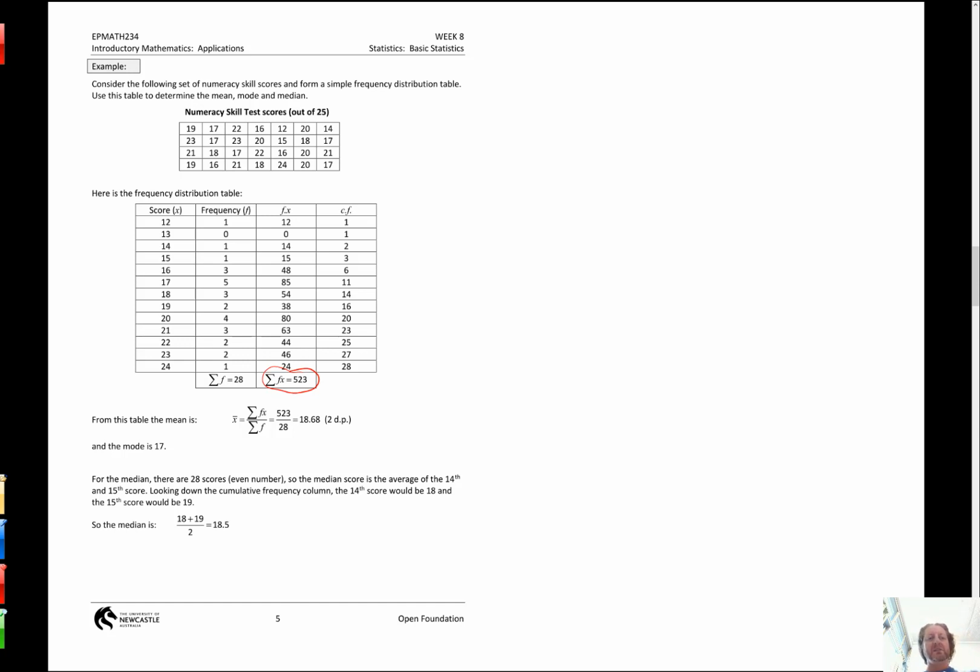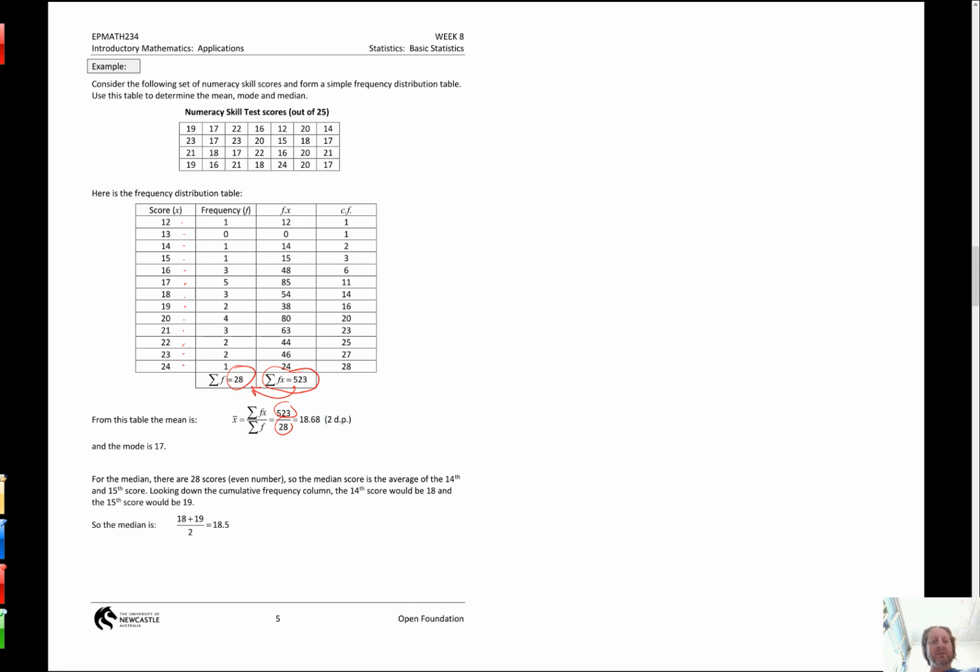An easy mistake to make here would be to say, well, look, 1, 2, 3, 4, 5, 6, 7, 8, 9, 10, 11, 12, 13, I've only got 13 scores. That's not true. I've got one of these, none of these, one of these. That's how many scores I've got. I might have 13 categories of score written on my table, one of which doesn't even happen. But no, I've got 28 scores, the sum of the frequency column. It's always this total divided by this total, 523 on 28, 18.68 given to 2 dp.